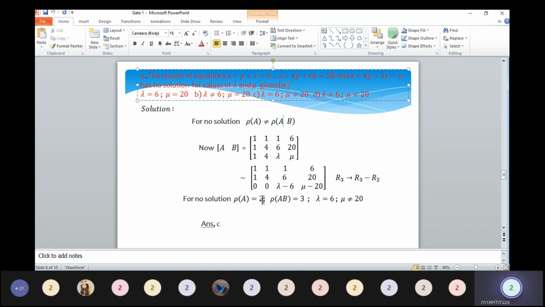So the answer means lambda equals 6. When lambda equals 6, what will happen? It is 0, so rank of A is 2. But mu not equal to 20 means rank of the entire augmented matrix is 3. That is, rank of [A|B] is not equal to rank of A. Therefore, it has no solution. Okay, so the answer is C. For these values of lambda and mu only, the system has no solution.